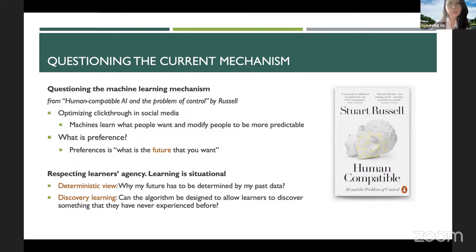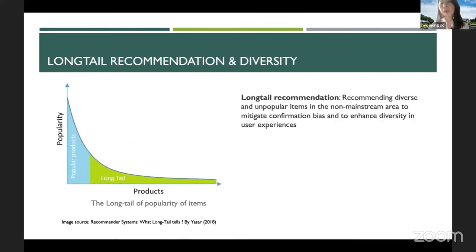Another thing is we also value discovery learning. So algorithms need to allow learners to discover something that students may not have experienced before. And I also found another very interesting concept, long tail recommendation. The common method of recommending items is always through popular items. So many of the items in the long tail may never have a chance to be recommended, because you only recommend popular items.